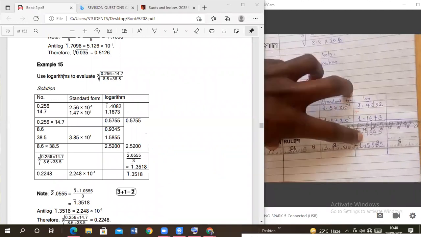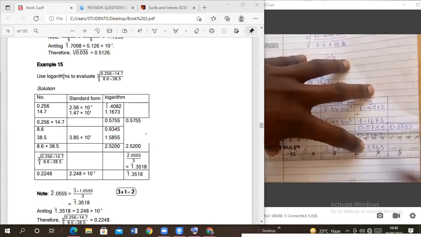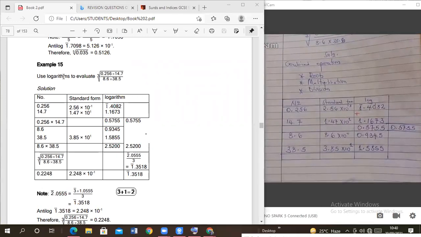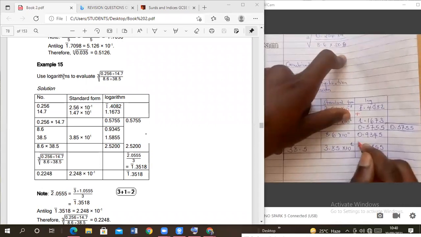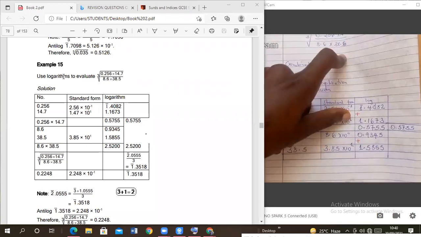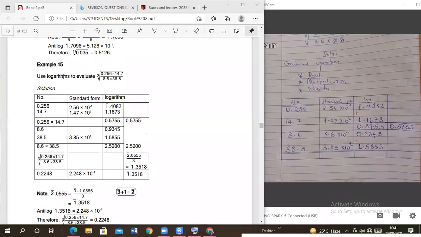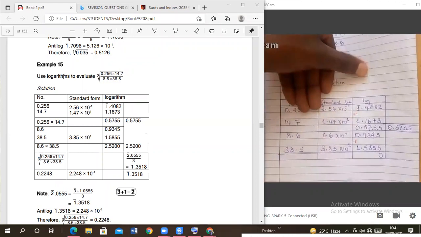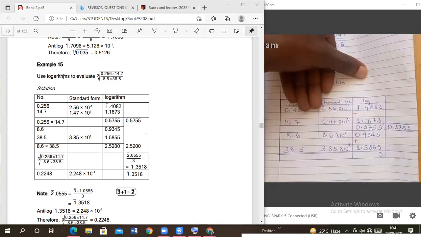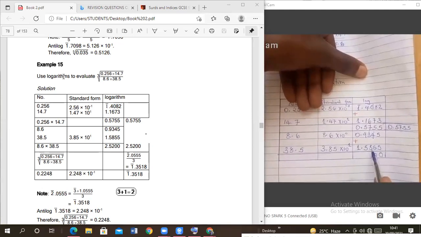So we rule it out. We are multiplying. These numbers were being multiplied. So what do we do to that logarithm? We also add. So 5 plus 5, 10. We write there 0. We carry 1. So this will be 5. 5 plus 5 again, 10. Then we write 0. We carry 1. So this will be 4. 4 plus 8.